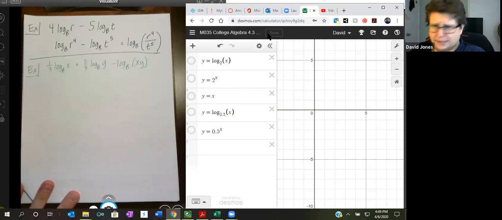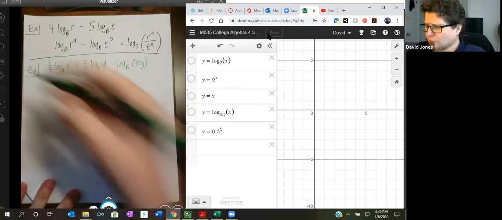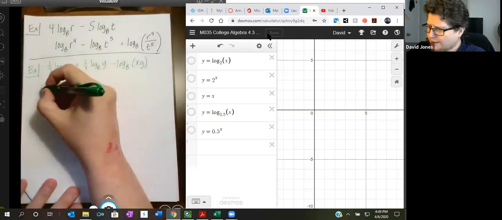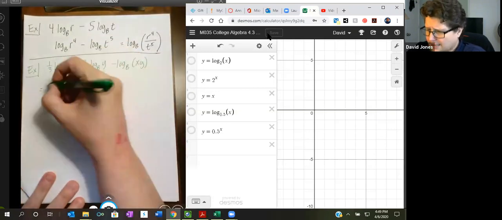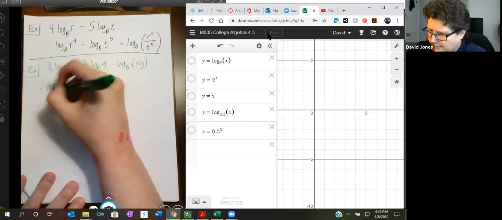Okay, hopefully you paused and worked on it. The first thing we're going to do is move those numbers outside up as exponents.